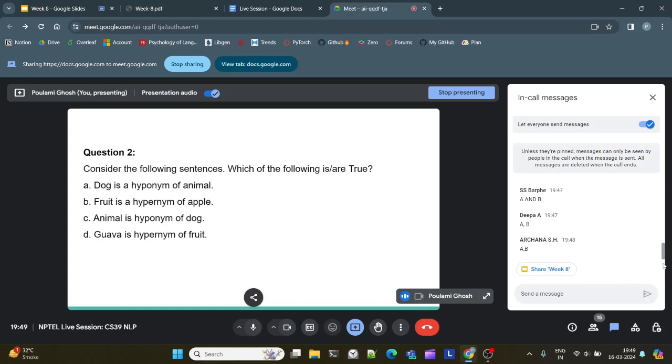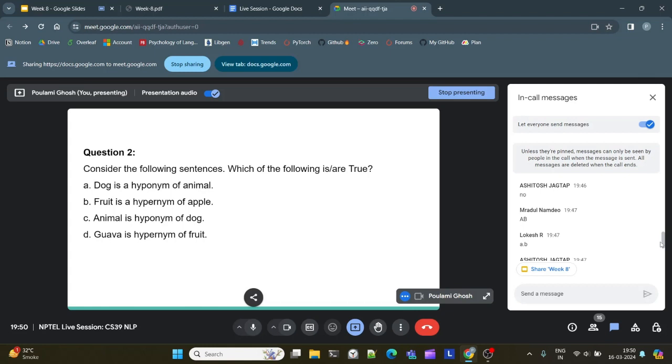Other than that, okay, some of you have answered this question. The majority answer that you have given is A and B. Okay, let's hear from Mradul. Maybe Mradul, why do you think A and B are the correct answers?